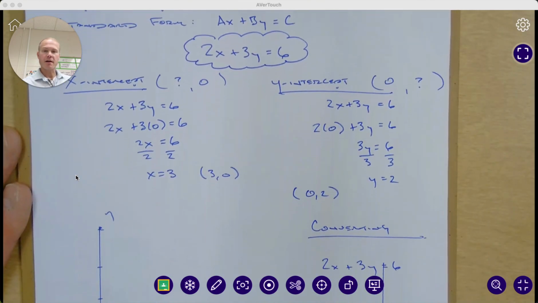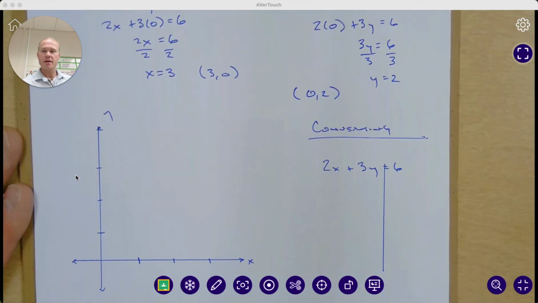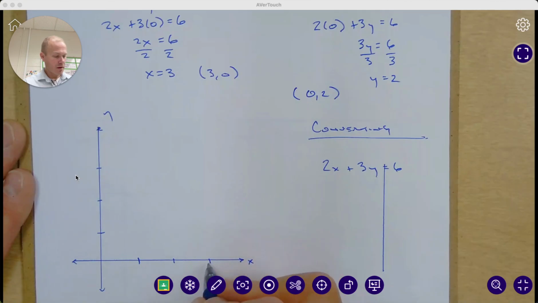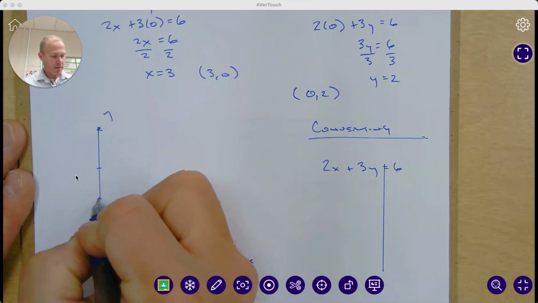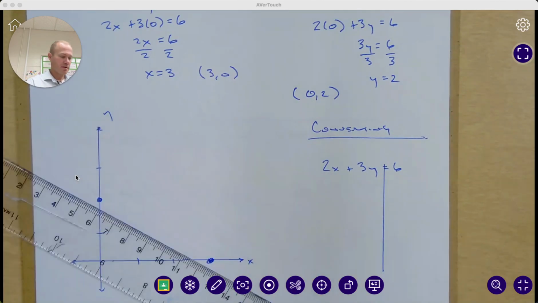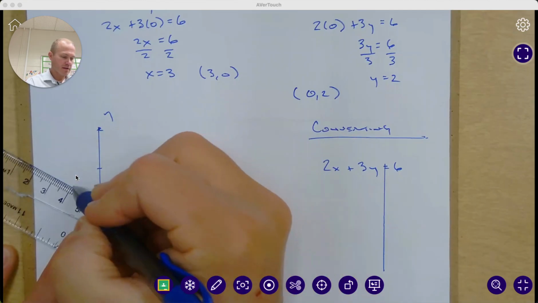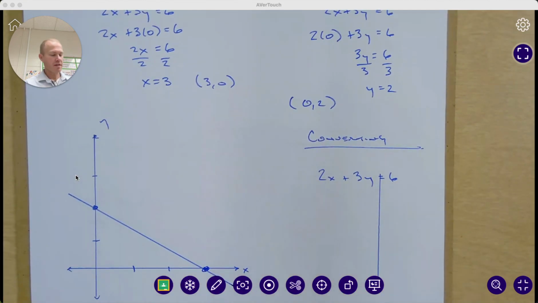Okay, now to graph this out, it's pretty tough. You take these two dots and you plot them. And I connect the dots. It's pretty tough, as you can clearly see. It takes a really long time.